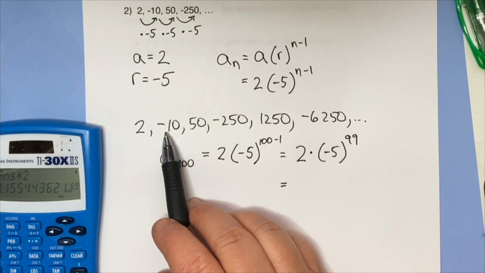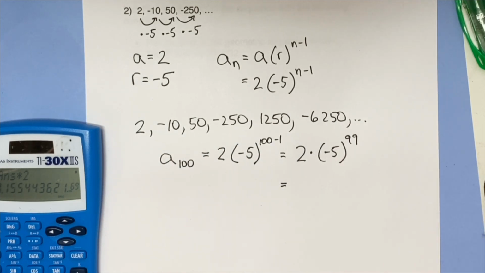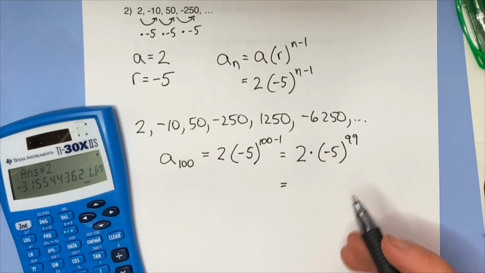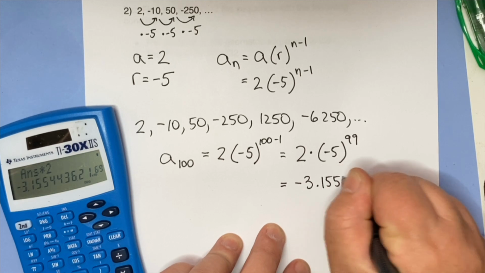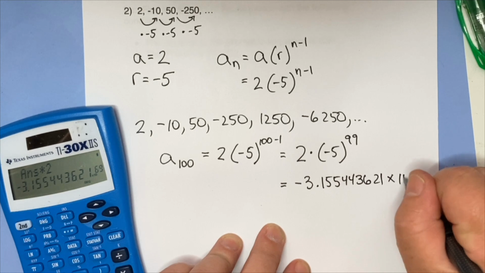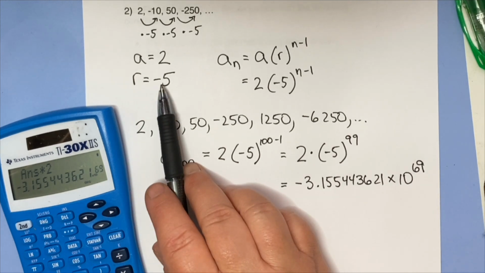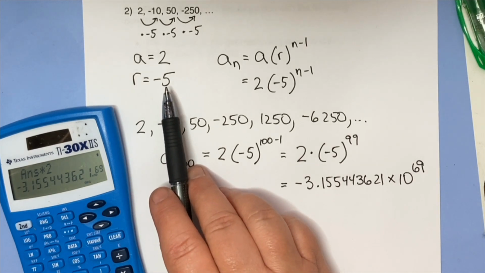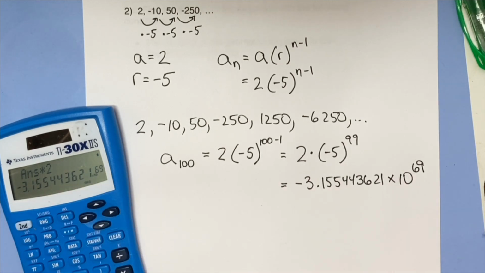Because the second term, the 4th term, the 6th term are all negative, the 100th term is also negative. And that's going to be -3.155443621 times 10 to the 69th. So this is even bigger because our common ratio, even though it's negative, is large in absolute value. So you can imagine this has just got tons and tons of zeros. This is a massive number.